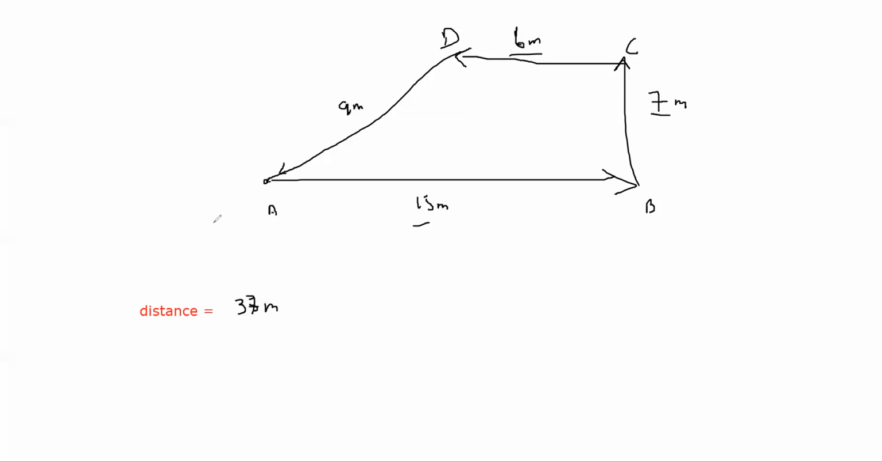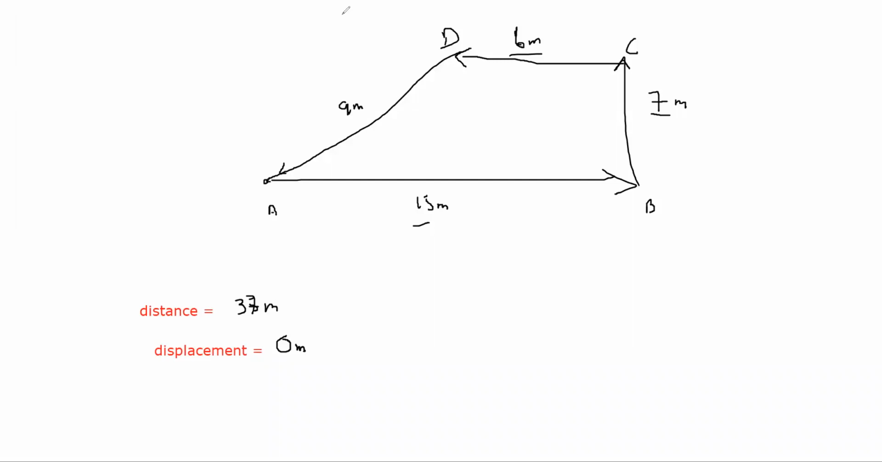But what about displacement? Displacement means the shortest distance between the 2 points. It is 0, because the starting and the ending point are the same, so the displacement will be 0 meters.